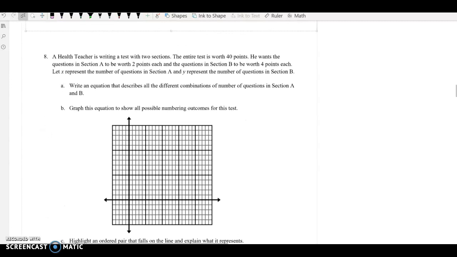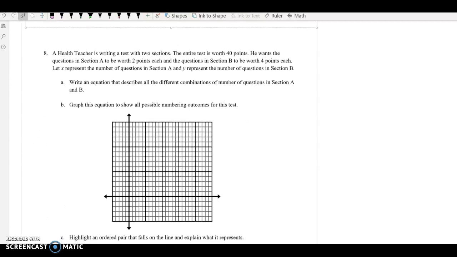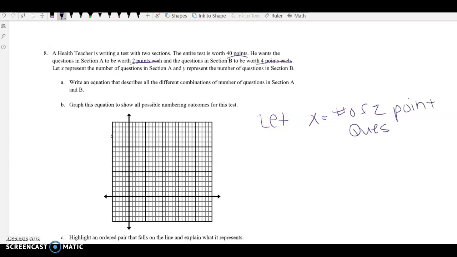I'm going to have us come down to number 8. It says, a health teacher is writing a test with 2 sections. The entire test is 40 points. He wants the sections for A to be 2 points each and B to be 4. So I'm going to say, let X be the number of 2-point questions and Y be the number of 4-point questions.